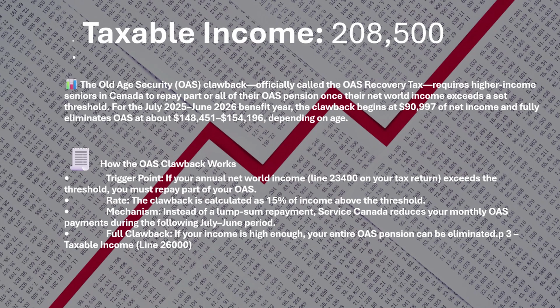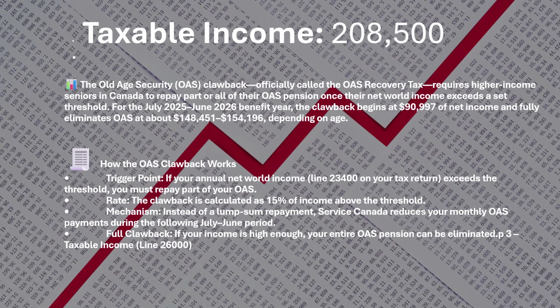So that $14,500 deduction wasn't just about saving tax this year. It was about trying, even if unsuccessfully here, to lower that clawback exposure. So deductions don't just reduce the tax you owe now, they determine your eligibility for other programs later. That's a huge insight. It is. So that $208,500 is the final taxable income, line 26000. That's the number the tax rates get applied to.